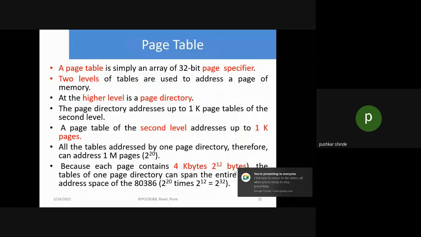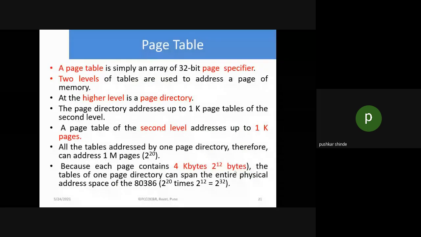So speaking about the page table, a page table is simply an array of 32-bit page specifiers. Each entry in the page table is of 32 bit. Two levels of tables are used to address a page of memory. So two levels, page directory and page table. There are two tables for accessing the paging mechanism.